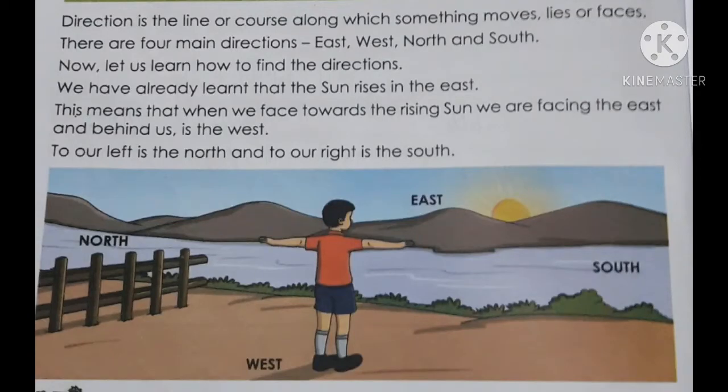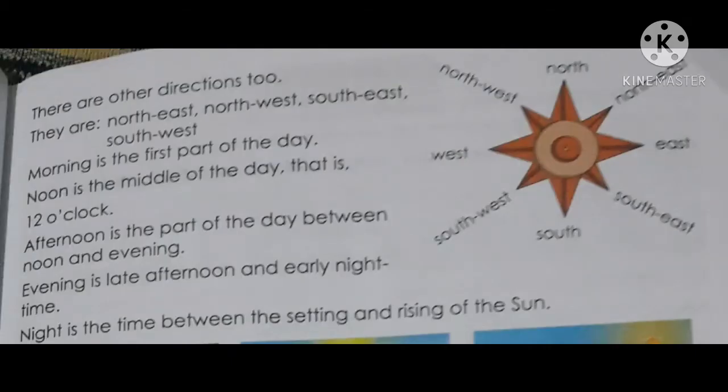You can see in this picture that every day the sun rises in the east and sets in the west direction. We can see this boy is standing on the north side as well as the south side. It means every day the sun rises in the east and sets in the west direction. There are other directions too. There are northeast, northwest, southeast, southwest.